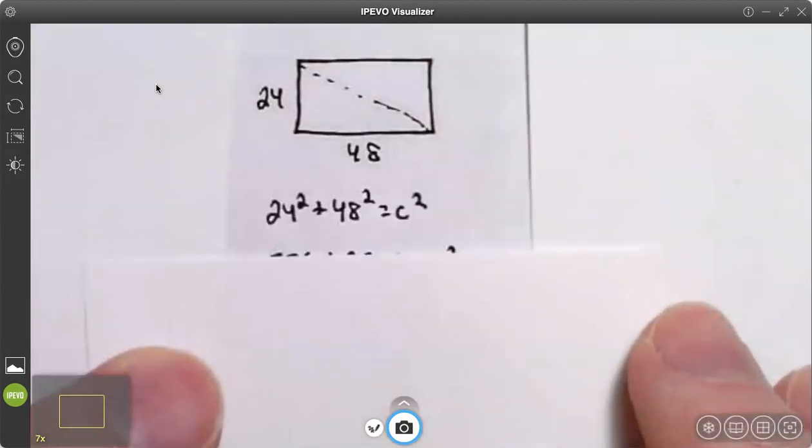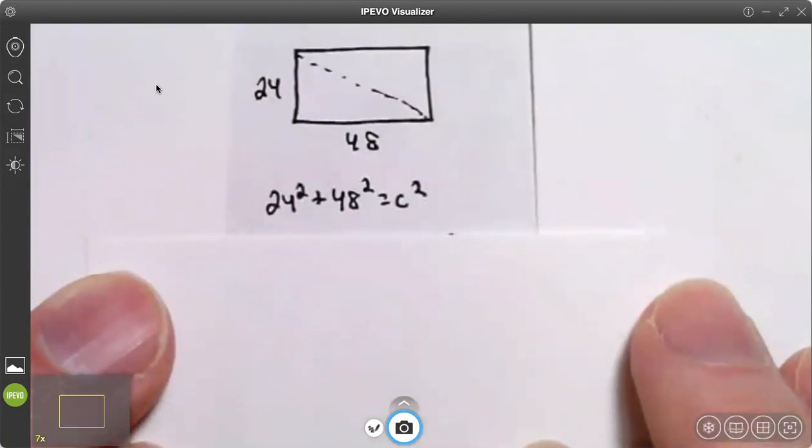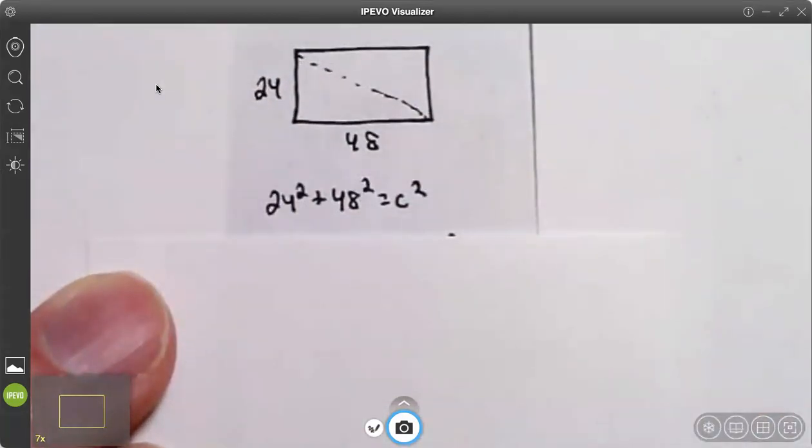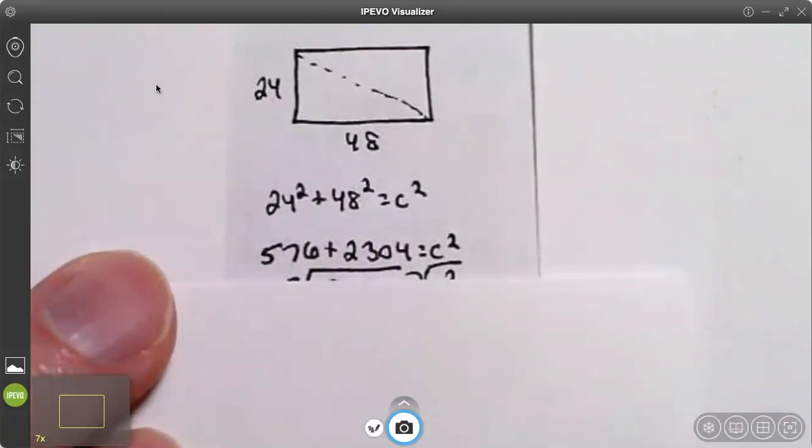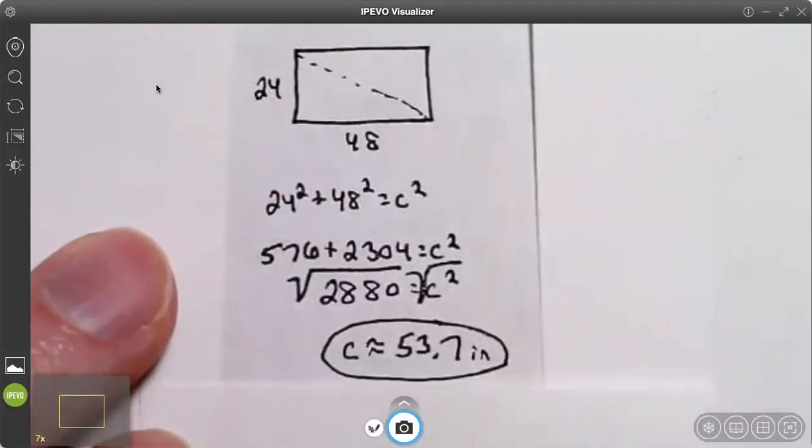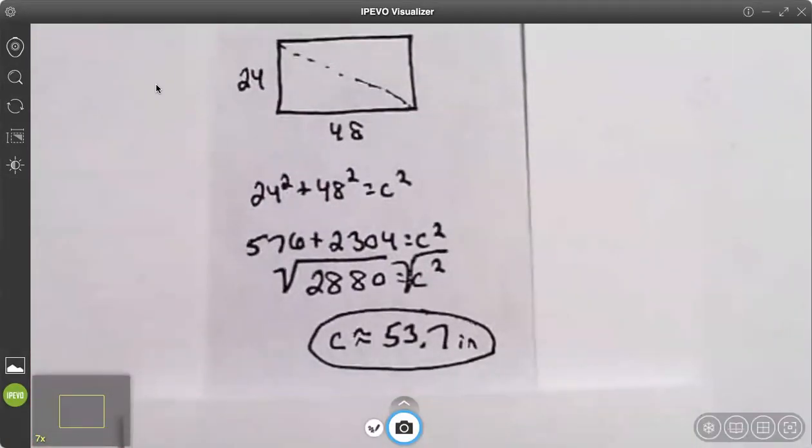To find the length of the diagonal, we use the Pythagorean theorem. I plug my two legs in for A and B, I'm finding C. Square them, add them together, take the square root of both sides. The answer is about 53.7 inches.